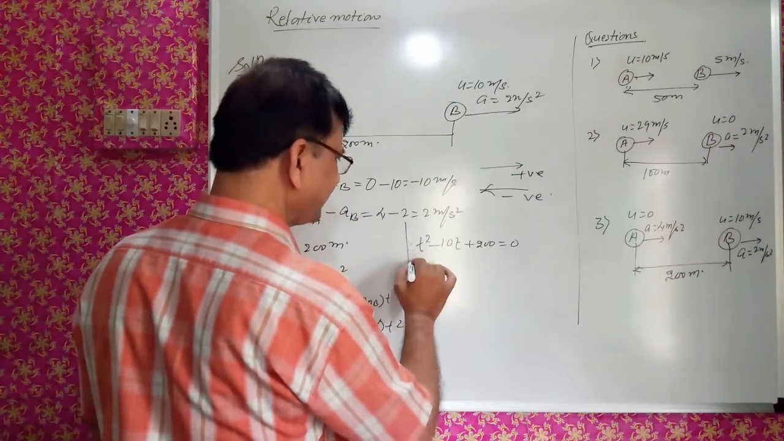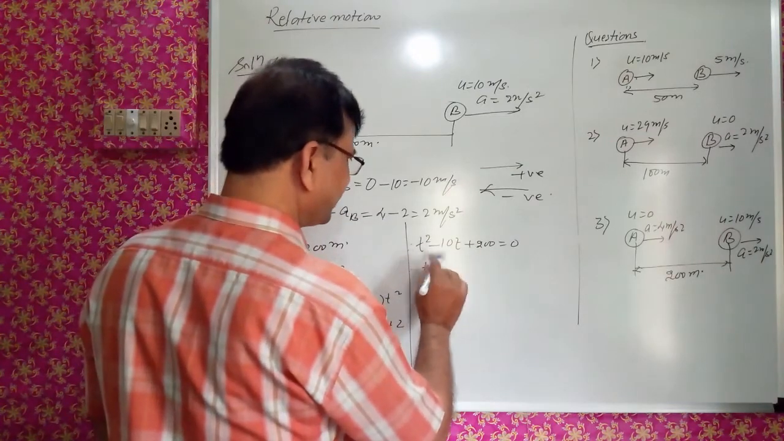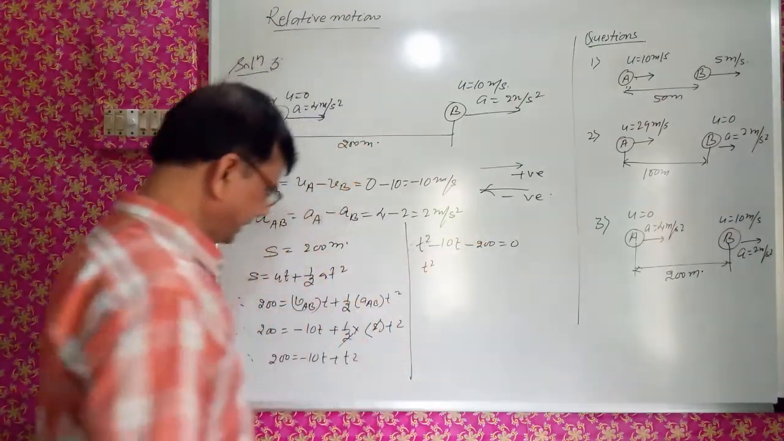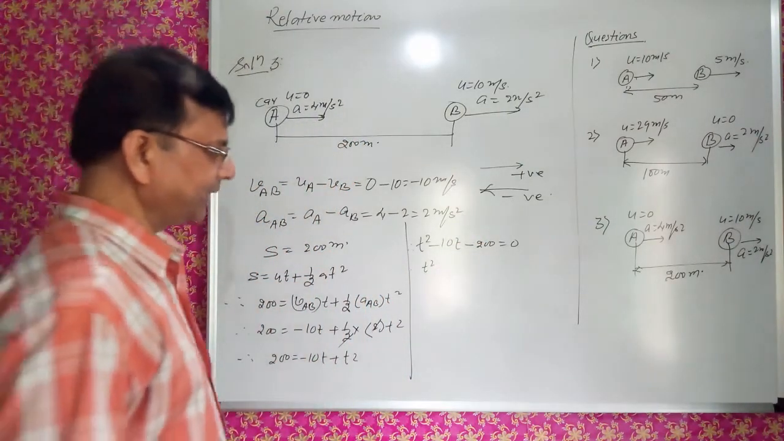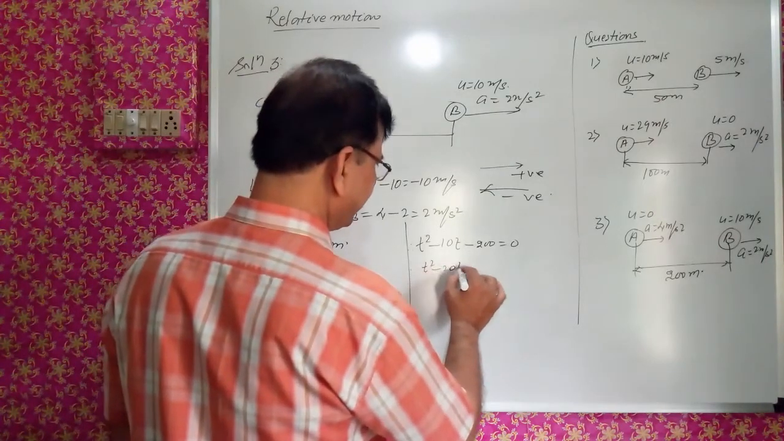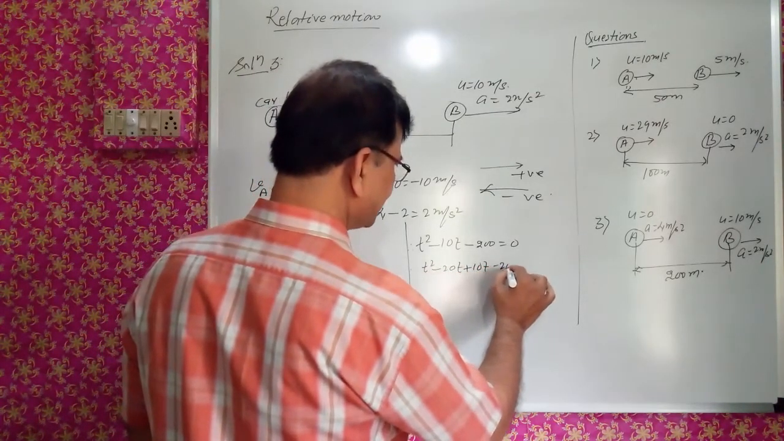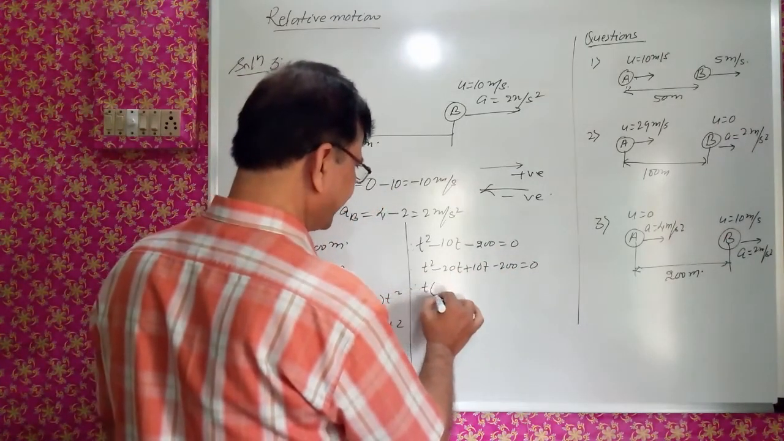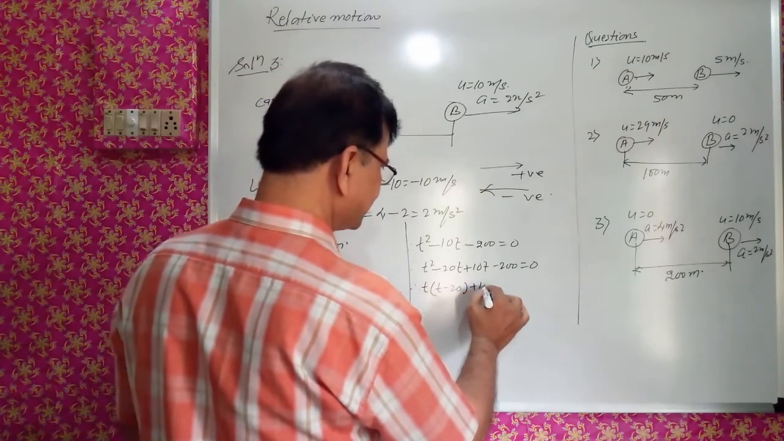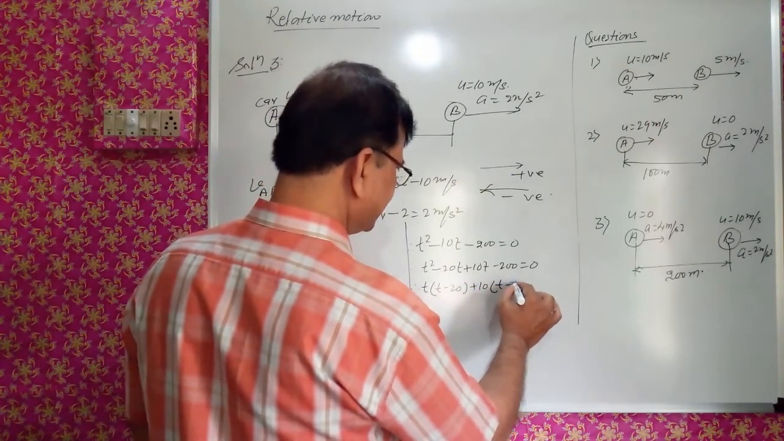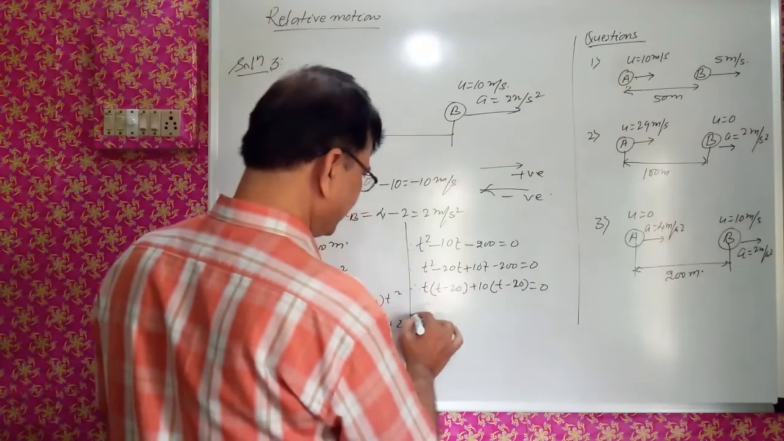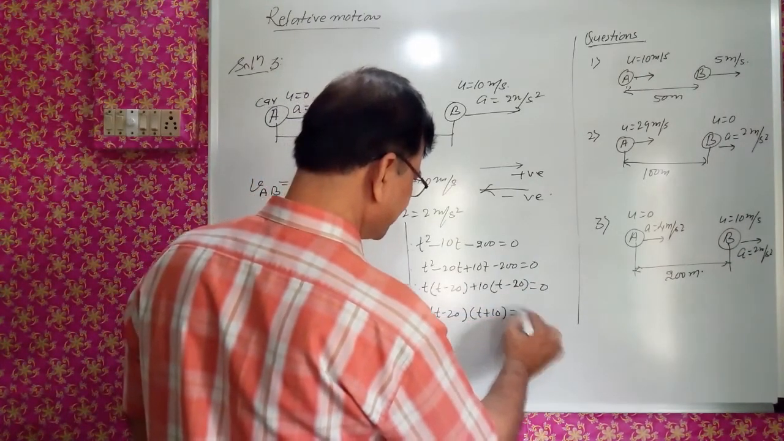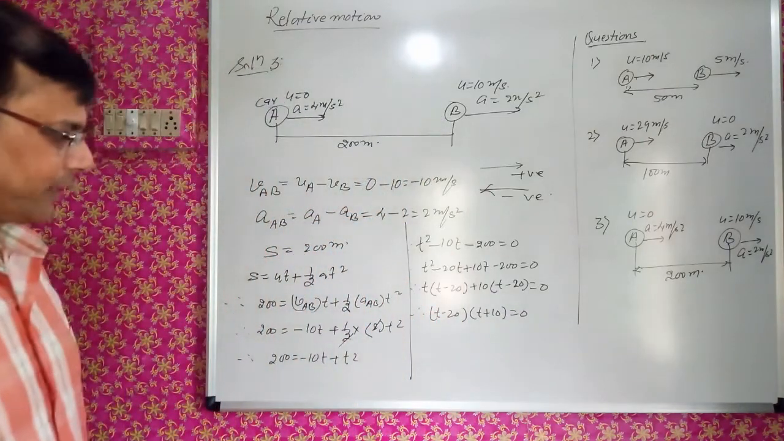So this can further be simplified. Therefore, factorization: T square minus 200. If you see, if it is transferred to this side, we will get minus 200. So minus 20T plus 10T minus 200 is equal to 0. Isn't it? Therefore, T will be taken common: T into (T minus 20) plus 10 (T minus 20) is equal to 0. Therefore, T minus 20 common, (T plus 10) is equal to 0. Finally, this relation we got, right?